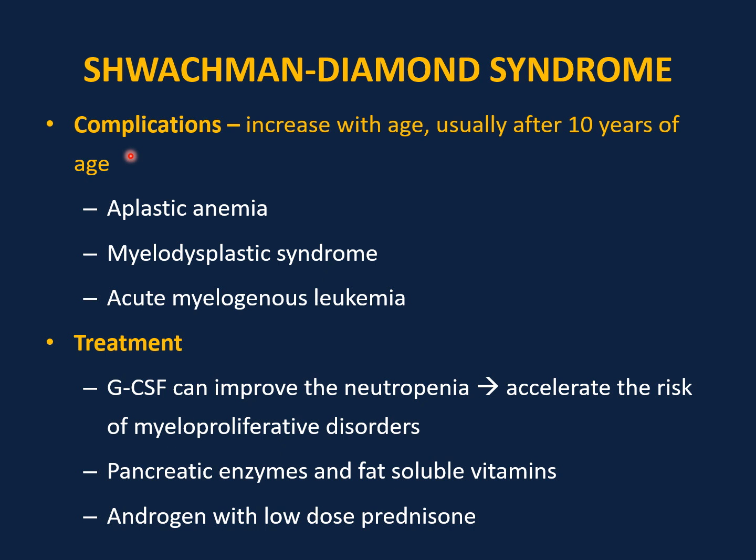We have to be familiar with the possible complications associated with Shwachman-Diamond syndrome. These complications increase with age and usually after 10 years of age. These complications: aplastic anemia, myelodysplastic syndrome, acute myelogenous leukemia. So this disease increases the risk of cancer. Treatment is granulocyte colony stimulating factor. This can improve the neutropenia, but the problem is it will accelerate the risk of myeloproliferative disorders. Pancreatic enzymes and fat-soluble vitamins, androgen with low-dose prednisone.